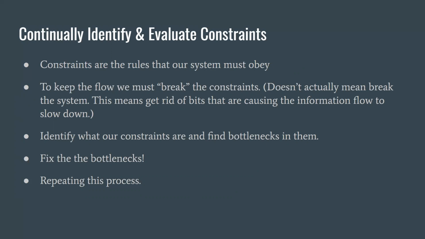What we do here is we identify what these constraints are, what is causing these bottlenecks, or how these rules are being used. In order to keep the flow, we must break these constraints. This doesn't actually mean break the system. This means get rid of bits that are causing the information flow to slow down. After that, we continually identify more constraints, find more bottlenecks, fix these bottlenecks, and then repeat this process. So this is a constant effort.